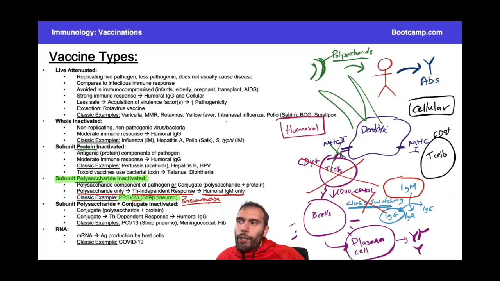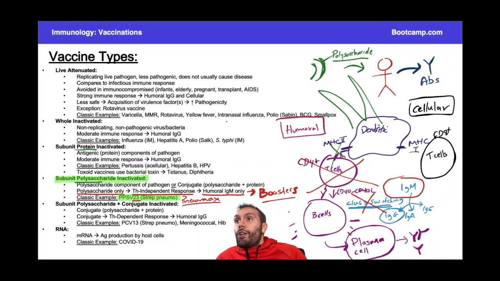But the big thing is you start to get levels that decline after 4 to 5 years, depending on how robust your immune response is. And so you need very frequent boosters. And so that's kind of the catch. Because you're generating this IgM response only, you're going to need even more frequent boosters, even more frequent than you might need for some of these other vaccines. Okay, so that's something to keep in mind.